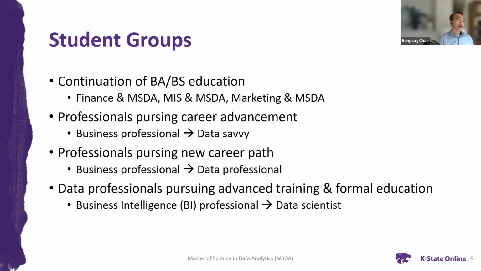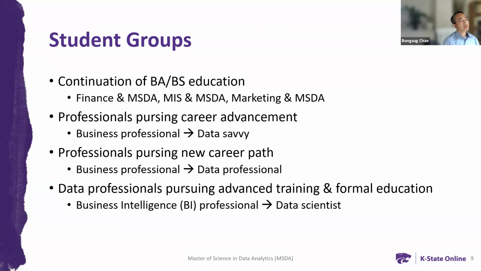Some of you probably would like to know what kind of students we have in our program at this point. So roughly we have 4 different groups of students. First group, obviously, students from K-State who just continue their BA and their undergraduate education. So they are in the concurrent program. They are pursuing an undergraduate degree and, at the same time, a master's in data analytics. So they typically finish the entire undergraduate and graduate program in 5 years.